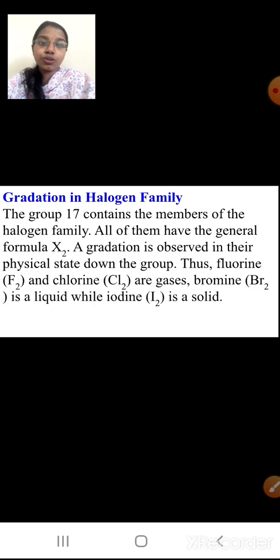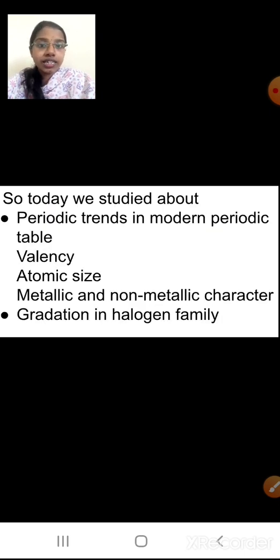Okay, so today what have we studied about? We studied about the periodic trends in the modern periodic table. Yes, what are the periodic trends? Some things change regularly, and after a regularity you see a change in the properties of the elements, right? Those periodic changes we call periodic trends.